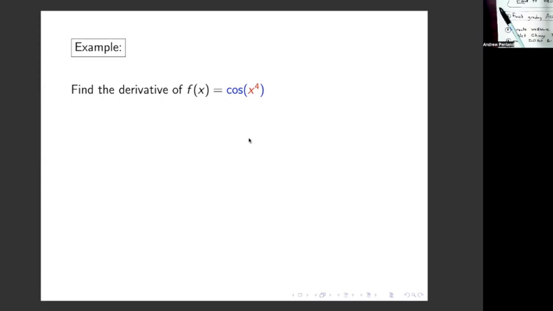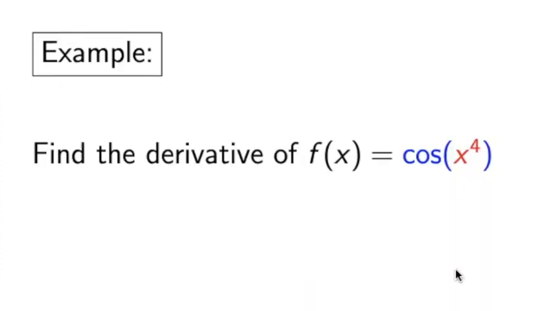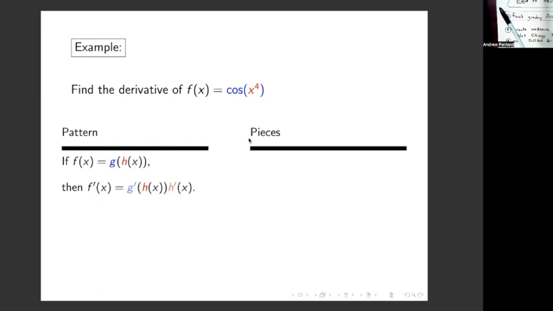Now let's look at how we would apply this pattern to find the derivative of f of x equals cosine of x to the fourth. Our pattern relies on knowing f of x in terms of g of x and h of x. We've put the outer function g in blue and the inner function h in red. We will use lighter versions of these same colors for the derivatives of these functions. The pieces we need for the pattern are g prime, h, and h prime.